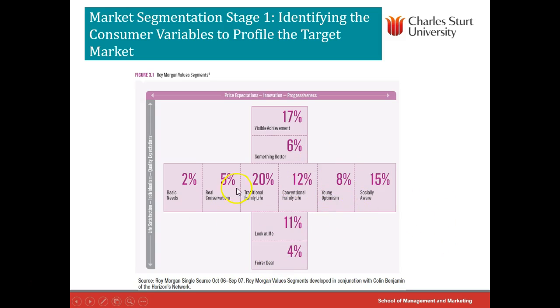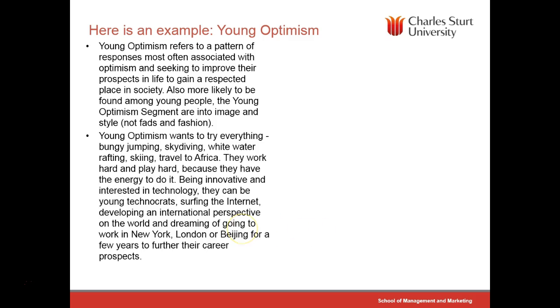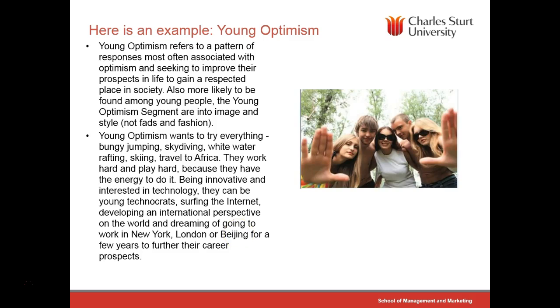Time prevents me going through each of these segments, but let's have a look at one particular segment, young optimism, and how it relates to services marketing. Okay, so these people are put in this category according to answering a series of questions about their lifestyle. Compared to other people in this segmentation, these people are more likely to be young, they're into image and style, they're more optimistic, hence the name. They're more likely to be innovative, risk-taking, developing an international perspective, and I guess being experiential in the services that they acquire.